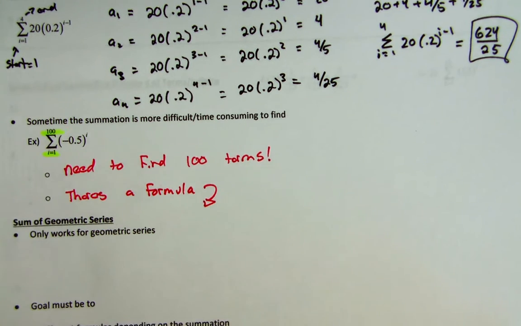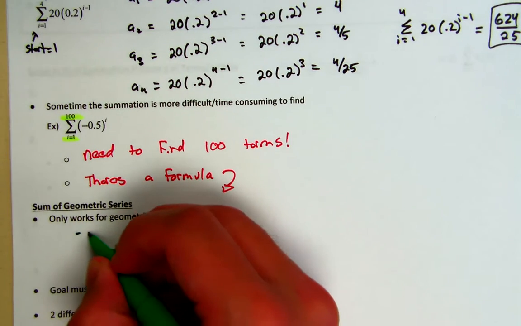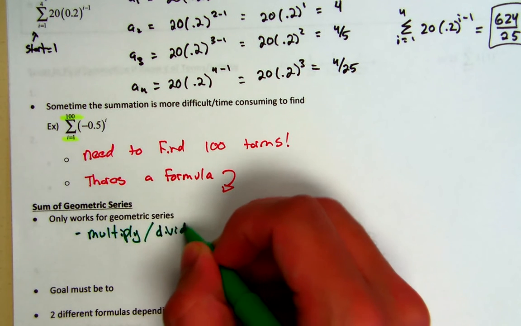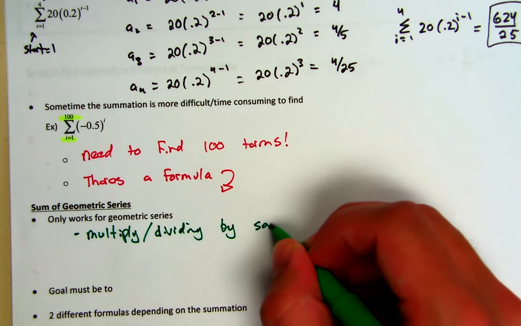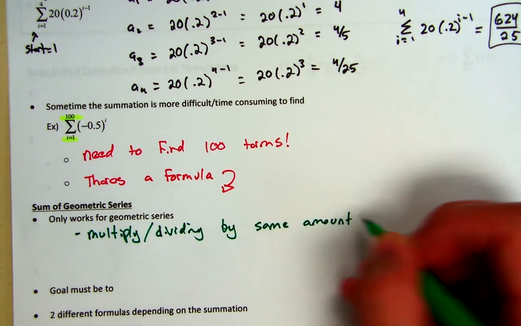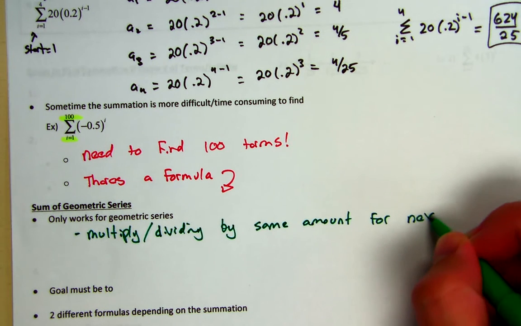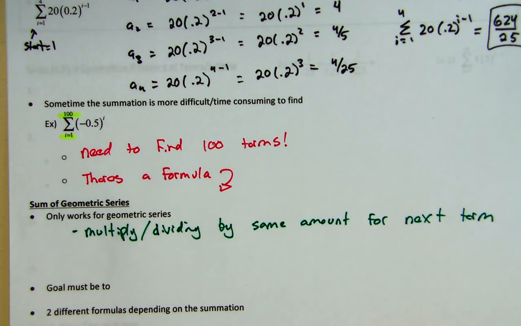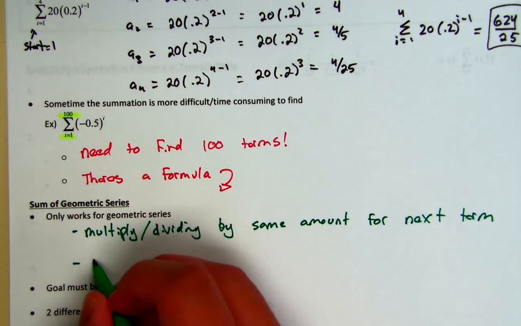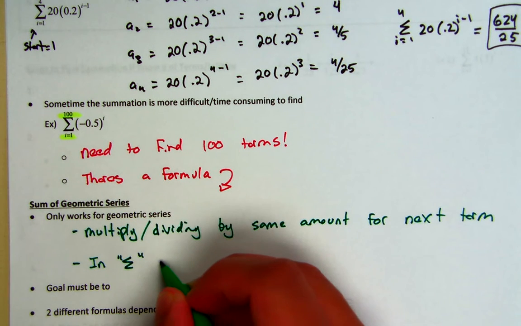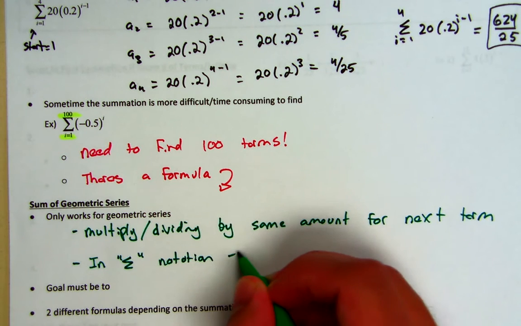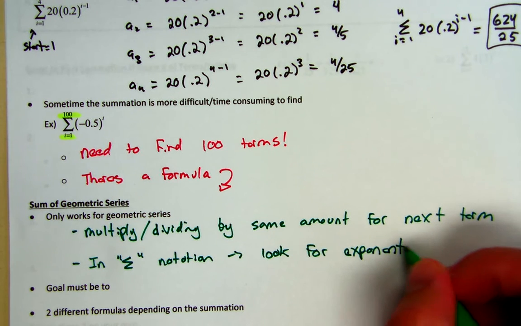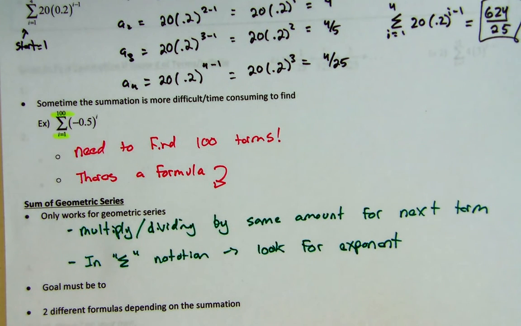Remember, a geometric series is what? When we are multiplying or dividing by the same amount for the next term. Well, there's something else that we need to think about. What about if it starts as a summation? So in sigma notation, we look for exponents, because geometric series have exponents.